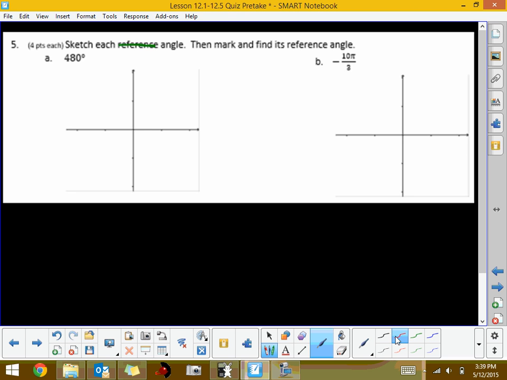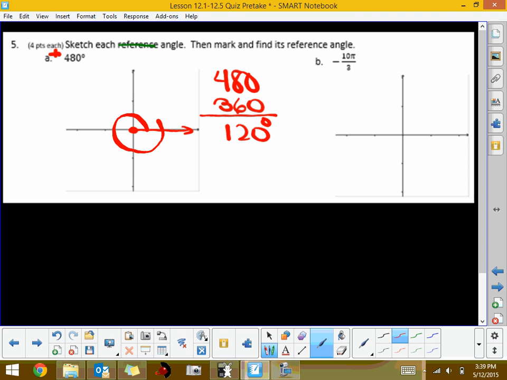To sketch the angle, this one is 480 degrees, and I know in one rotation there's 360 degrees. So I've got to go 120 degrees past one rotation. Here's where we start. We start on the origin. Our initial side is on the positive x-axis. If it's positive, like this one is, we rotate counterclockwise one full rotation, that's 360. Then I want to go another 120 degrees. Well, that's 90, and I've got to go 30 past 90.